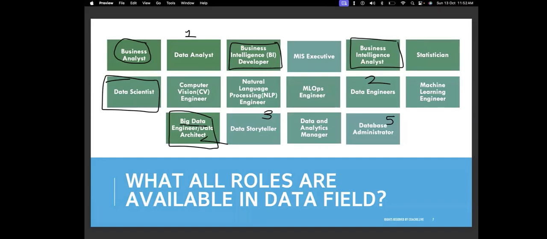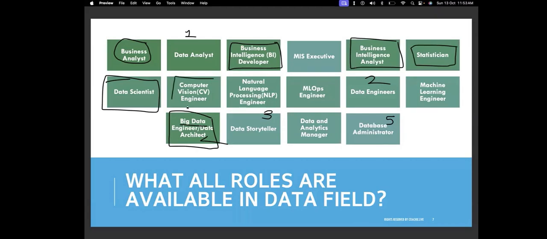If you're working as a data scientist, you can play the role of BID, business intelligence developer. You'll have to work more on logic, coding, and everything. Analyst, again, will be more about understanding and analyzing the requirements. Statisticians, again, is a data scientist role.